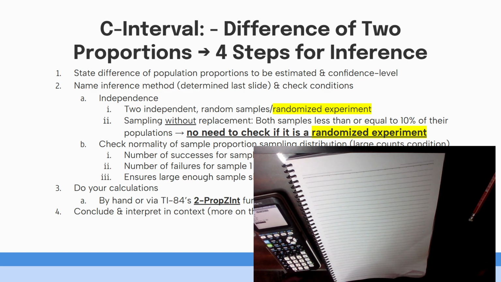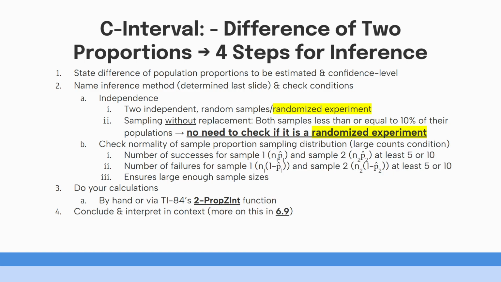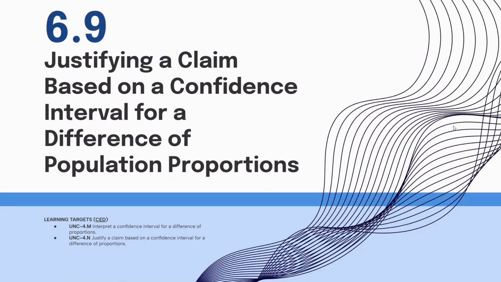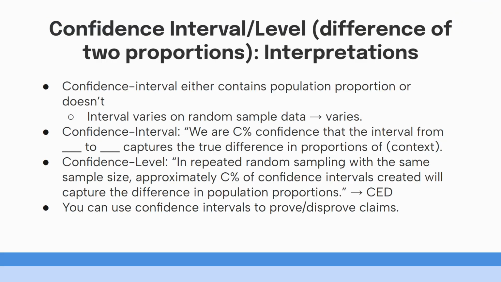All right? And then you conclude and interpret in context. We'll go over this right now in 6.9. So now we're in 6.9. This is just justifying claims based on a confidence interval and some interpretation stuff. So we've already went over this. Oh, hi, Omer. Yeah, okay.